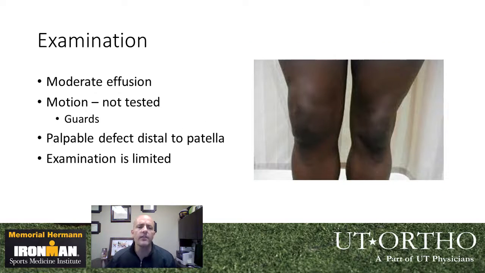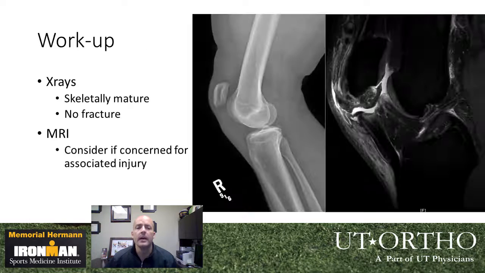He's got a moderate effusion on exam. Motion could not be tested secondary to patient guarding. He had a palpable defect just distal to his patella, but again, examination of the ligaments is limited. X-rays included patella alta, which clues you into the diagnosis of a patella tendon rupture.